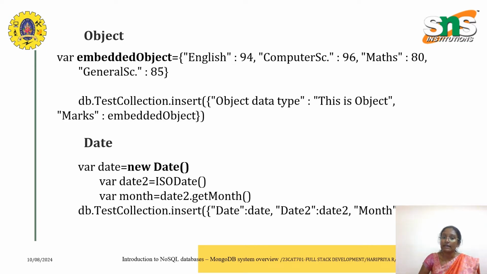Then after that I will give the date. So date and time I will give over there. So variable date equal to new Date. New Date is another function I create for the date type. So variable date2 equal to ISODate. Variable month equal to date2.getMonth. First I will show my date and after that I will get the month. So db.testcollection.insert date and after that the month. Clear guys?